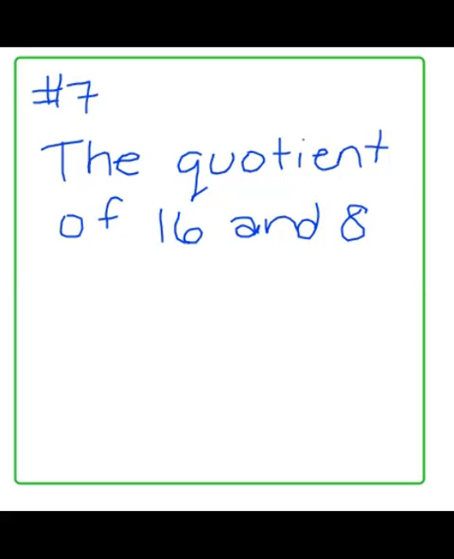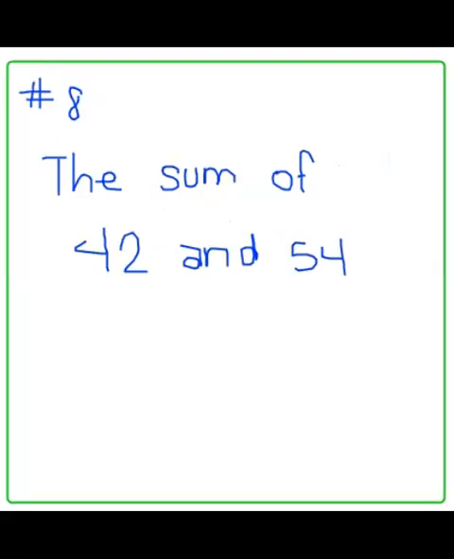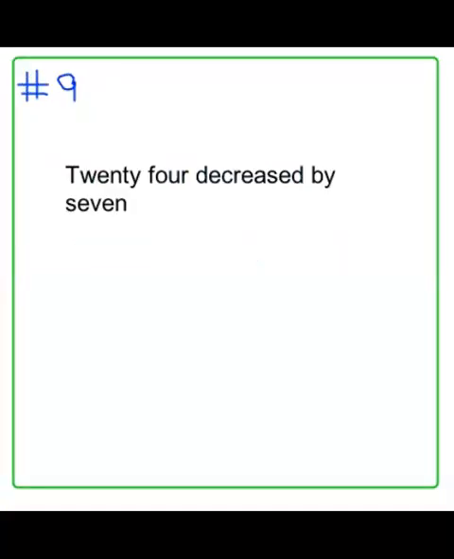All right, for problem number 7, I want you to write the expression that would show how we would find the quotient of 16 and 8. Number 8, I would like you to try to find the sum of 42 and 54. Remember, you don't have to do the work, you just have to show how you would set it up to find it. So no equal sign required. I need you to use those clue words that we wrote down earlier. How would you write the expression 24 decreased by 7? That's your problem for number 9.